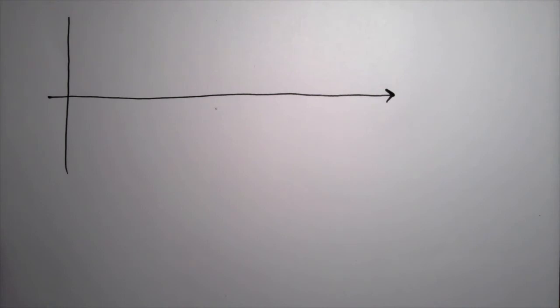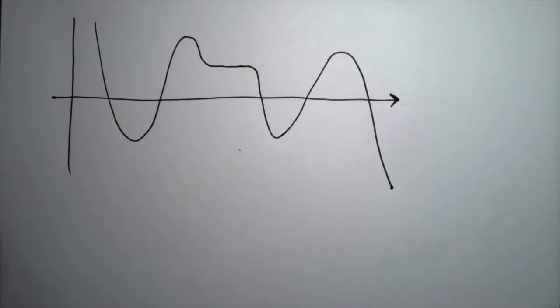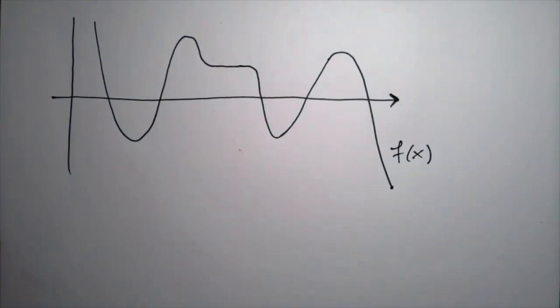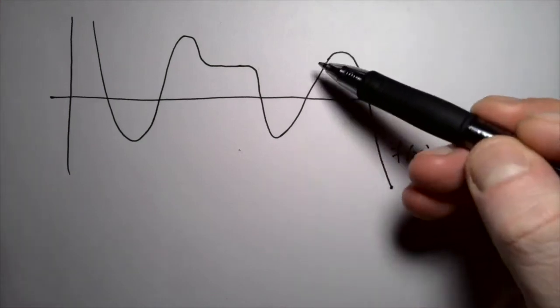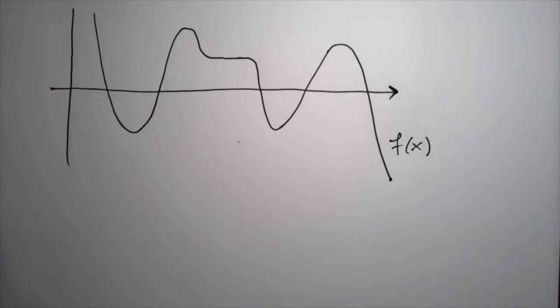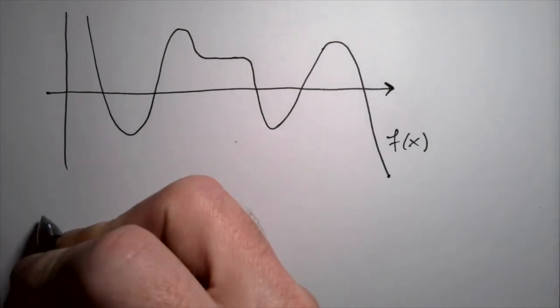Okay, let's see these ideas in action. I'm just going to draw the graph of some random function. All right, here I go. That looks good. So that'll be our function f of x. And we can see where the function is positive or negative. That just means it's below the x-axis or above the x-axis. But what I'm more interested in here is where the first and second derivatives are positive and negative.